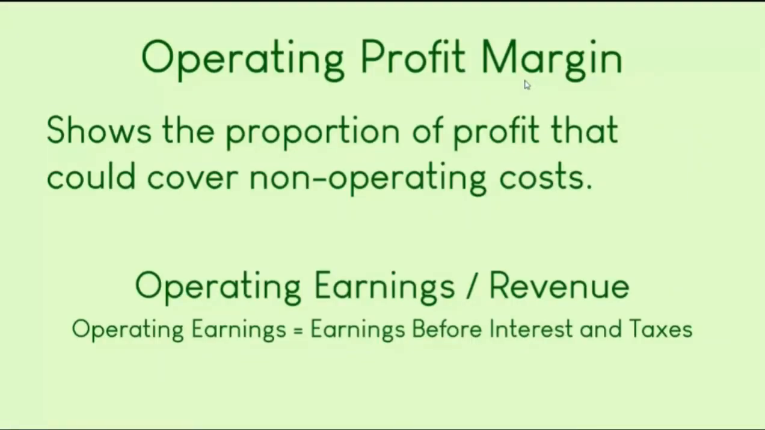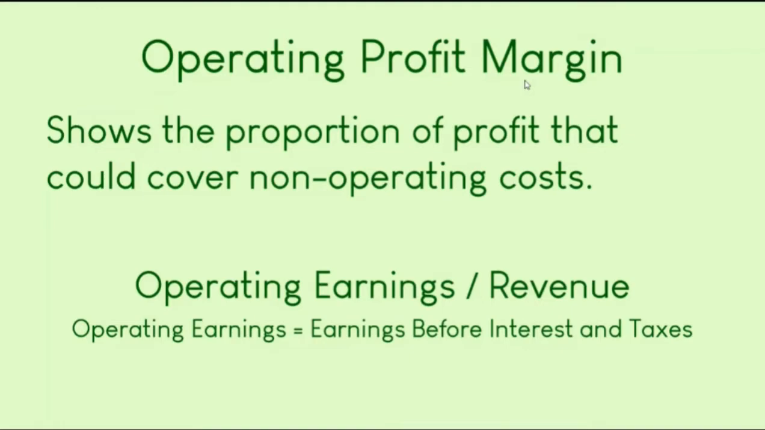Second to last is the operating profit margin. The operating profit margin shows the proportion of the profit that would cover the non-operating costs, and this would mean your interest expenses and income taxes. So the formula is operating earnings divided by revenue.